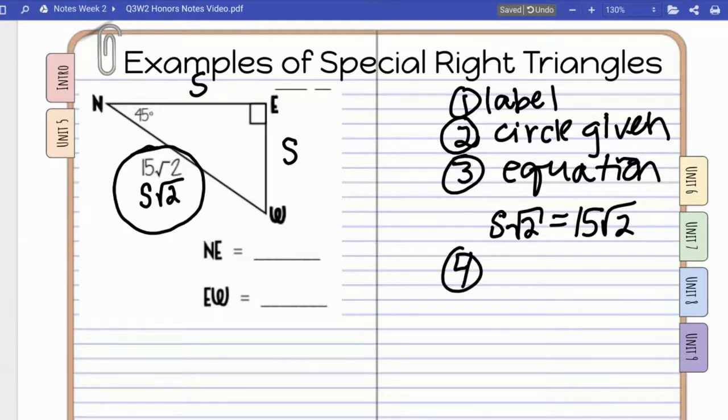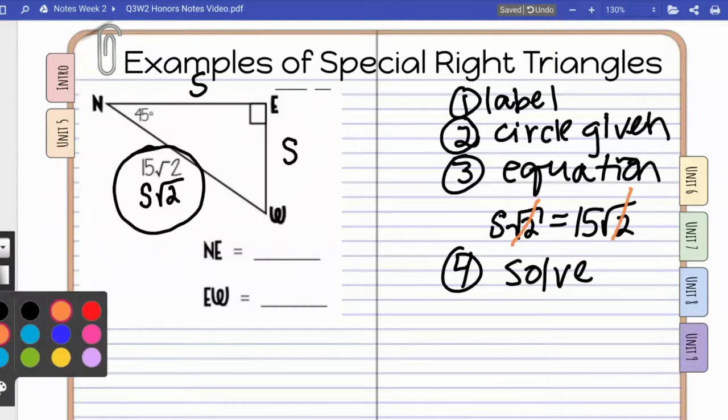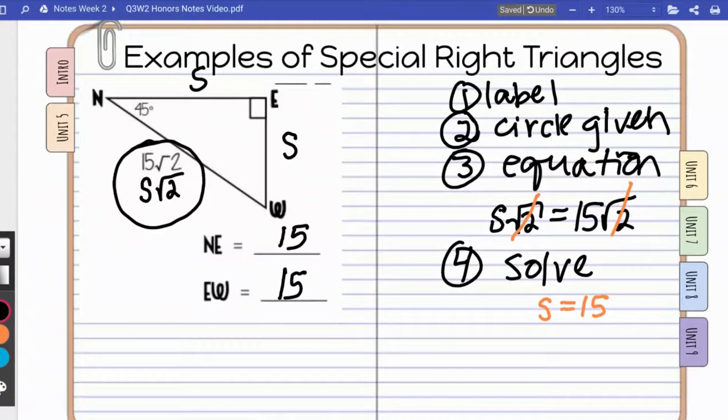Now, step 4, we're going to solve. We don't really have to solve this one because if you look, what's on both sides of the equal sign? The square root of 2, which means the square roots of 2 cancel each other, and what are we left with? S equals 15. So I go back up to my picture. If I want to find N to E, that is equal to S, and S is 15. E to W is equal to S, and S is 15. So that one, you don't even have to really set up an equation. You can just see it from the picture. I'm just following a method. Step 5 was to plug in, which we just did.